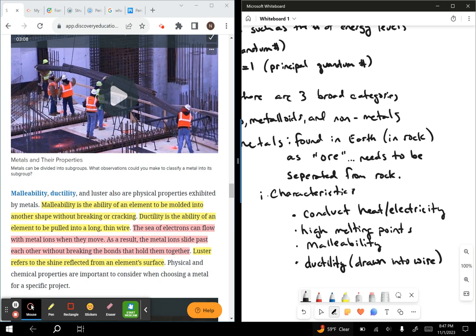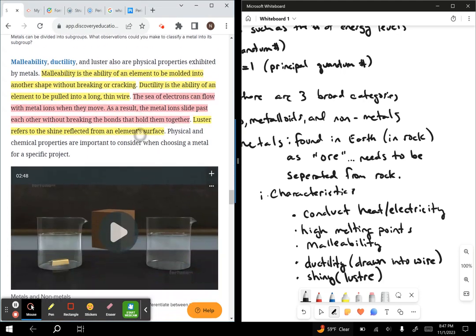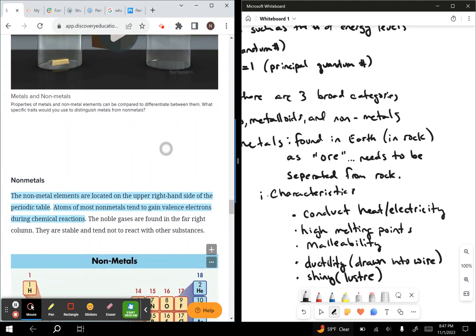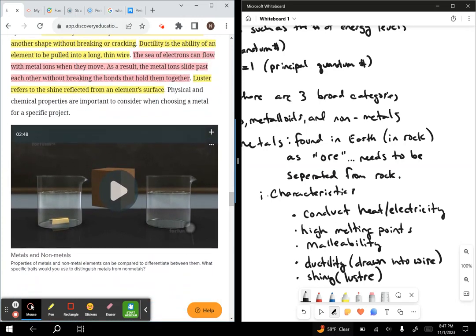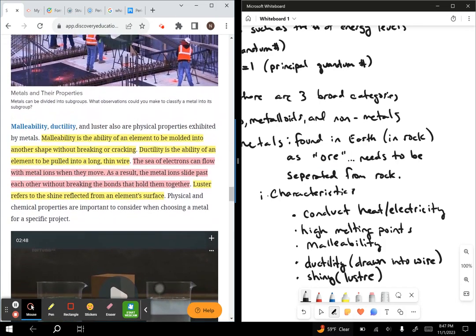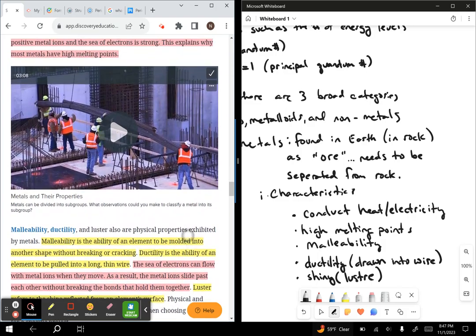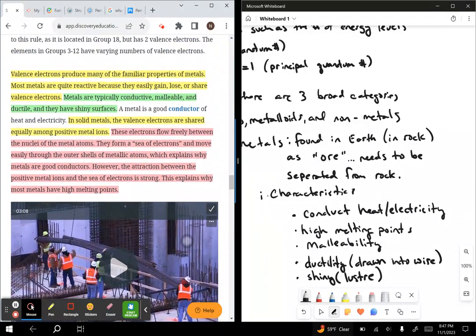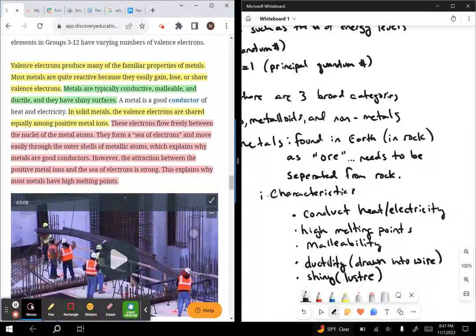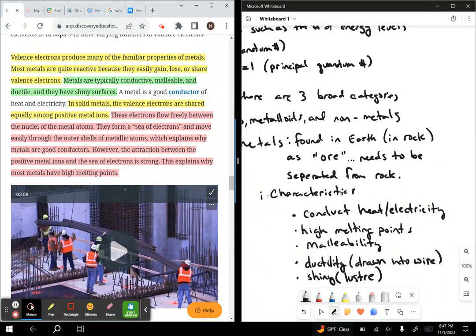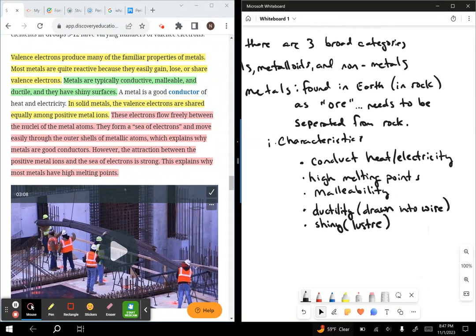These are some of the characteristics. Don't they tend to also be shiny? They have luster. Shiny, what we call luster. I don't want to jump into nonmetals yet, but we just have talked about the characteristics of metals. So now let's backtrack a little bit because they were going to share with us this whole thing about valence electrons and these seas of electrons. What in the world are they talking about here?